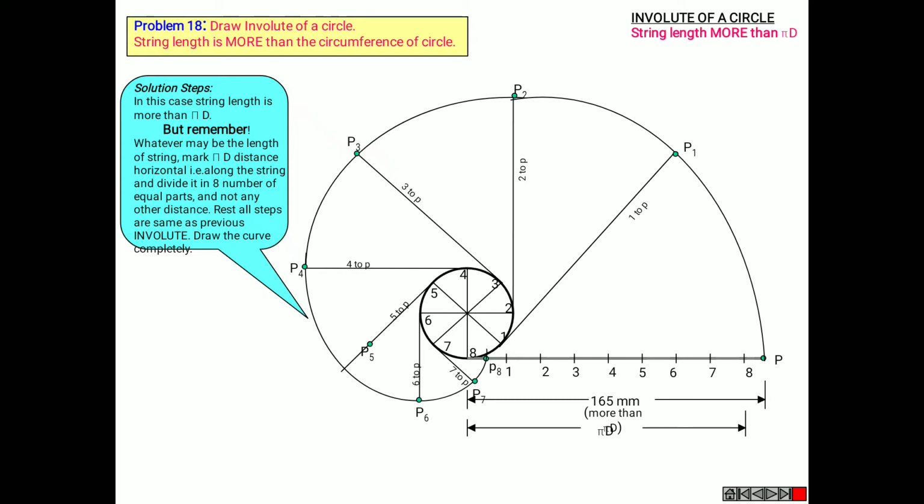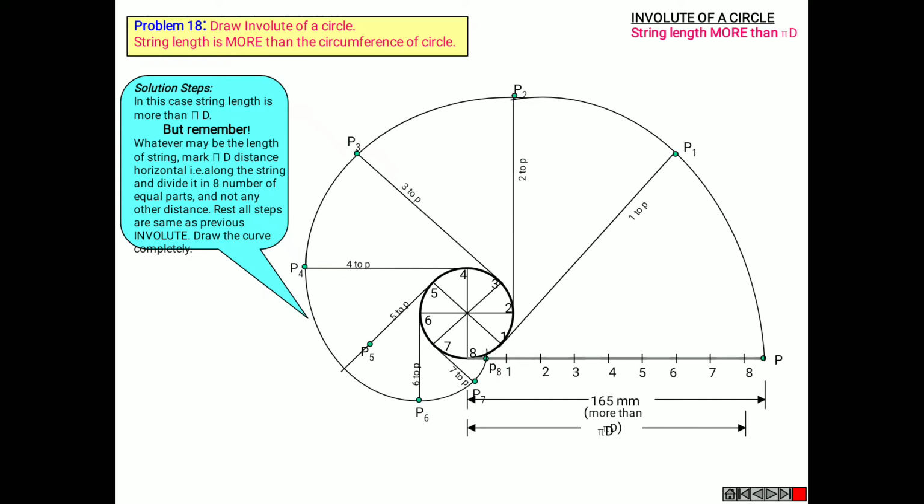So from the previous thing, the steps to make this involute are the same, but the only difference is the string length is slightly higher or more than the circumference of the circle. So we have done with that.